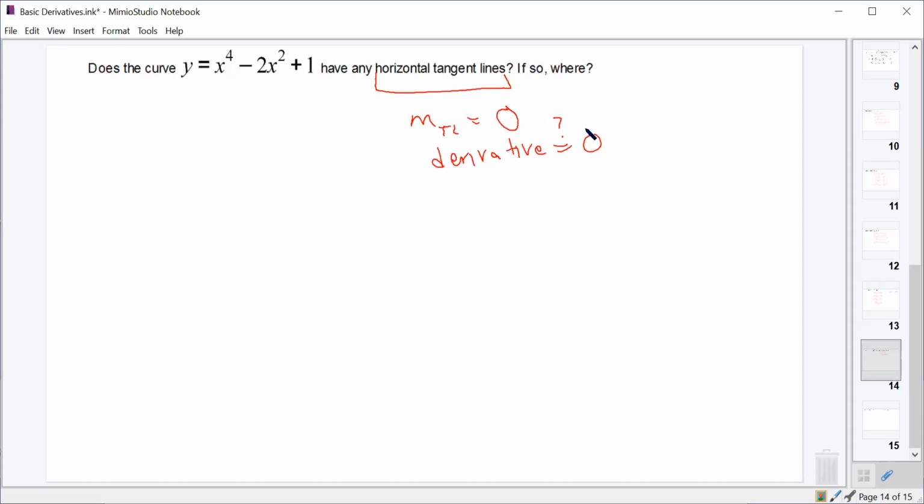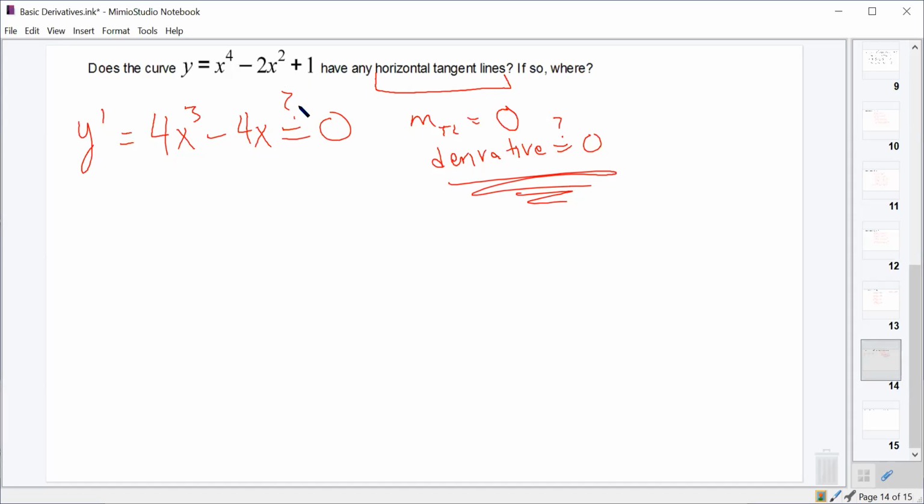So what do we need to find? The derivative. What's the derivative of x to the 4th? Four x to the 3rd. And the derivative of minus 2x squared ought to be minus 4x. And the derivative of 1 ought to be 0. So all we care about then is, this is our derivative. We want to know, based on the context of this problem, when does that derivative equal 0? So let's find that out.